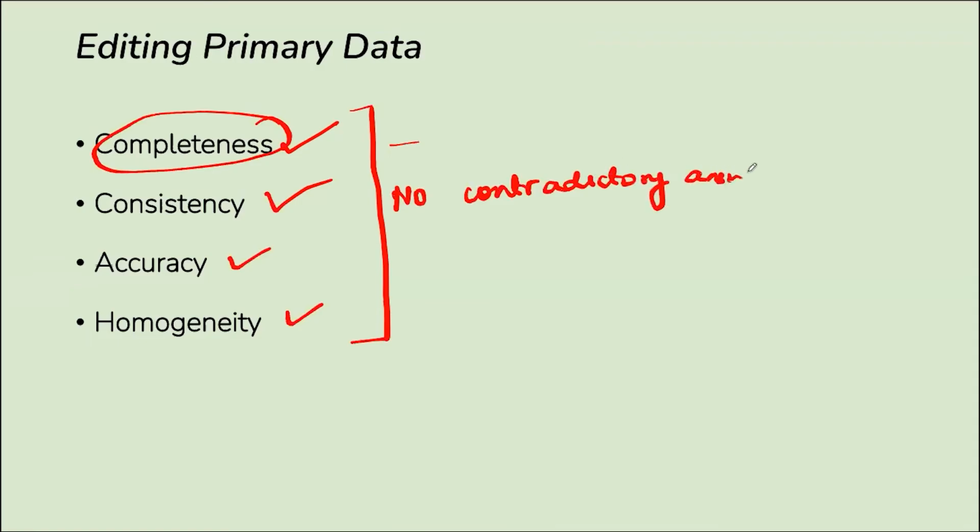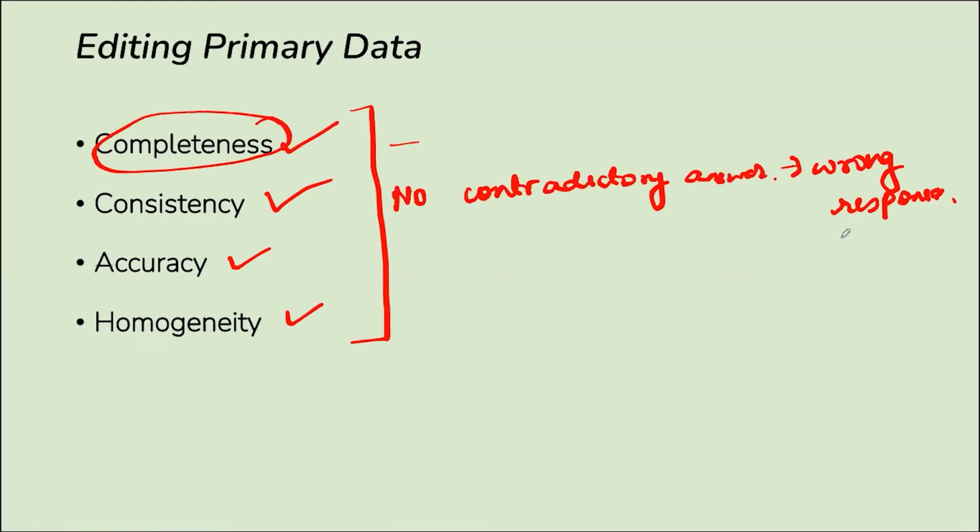Okay, there should be no contradictory answers. Contradictory answers may arise due to wrong responses by the respondent. These wrong responses may arise due to the carelessness of the respondent or the unwillingness to answer the question.